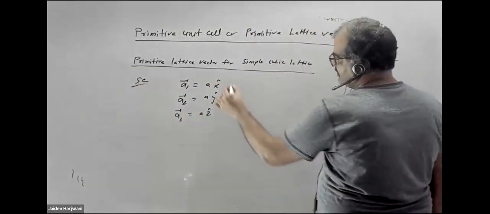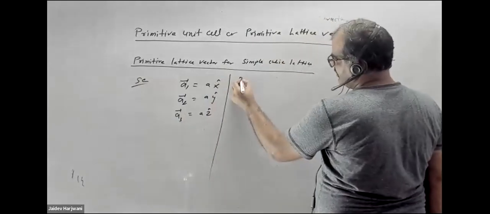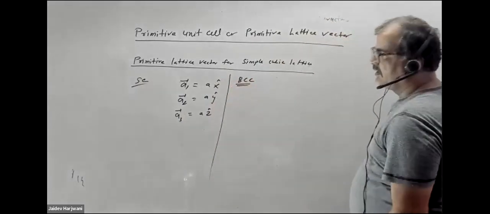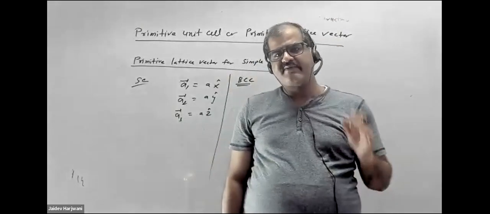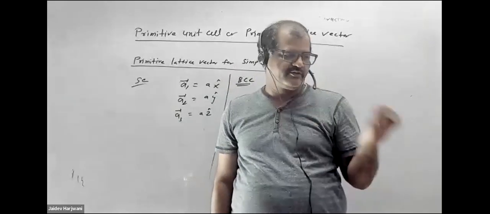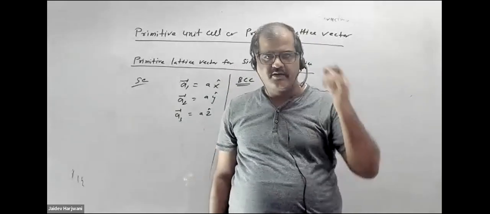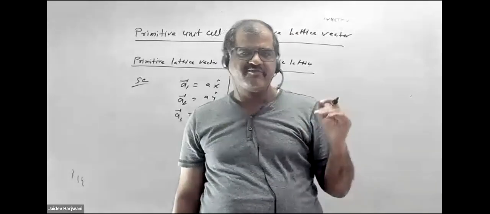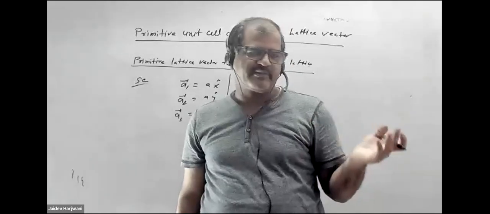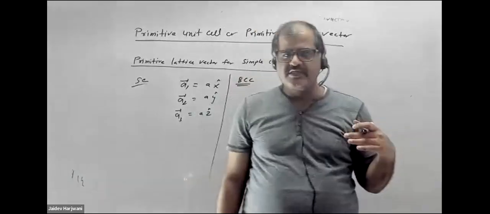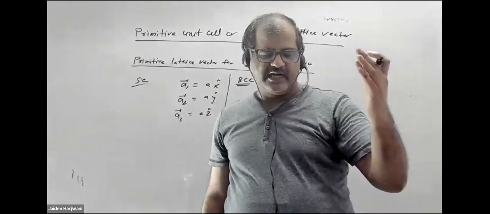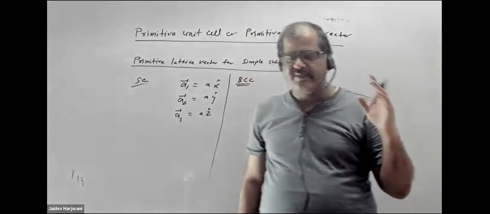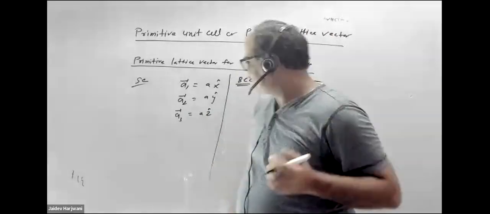Okay, similarly if I want to write the primitive lattice vectors for BCC, when I was discussing this, I told you that primitive lattice vectors are not unique. You can give more than one set of primitive lattice vectors. The only thing is the volume is smallest. The volume does not depend on the choice of primitive lattice vector. This will be the smallest volume unit cell, and it will contain only one atom, because it is the primitive unit cell.